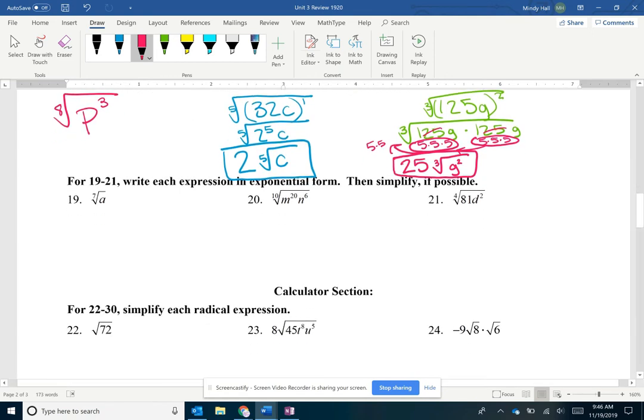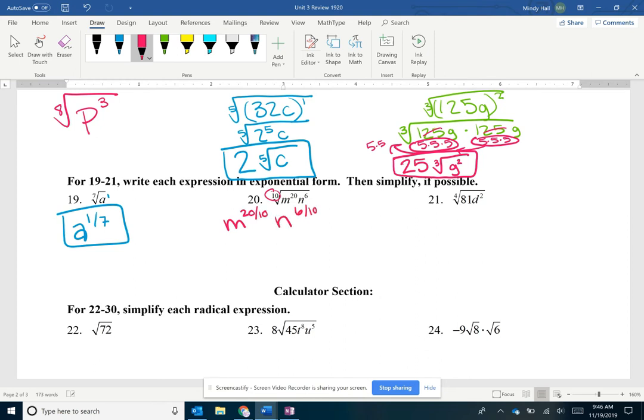So for number 19, we want to write this in exponential form and simplify if possible. In 19, a is to the first power, so this would be a to the 1/7, nothing fancy. Then for 20, we are going to remember that this is the denominator all the time. So I'm just going to write it with a denominator, 20 over 10 and n to the 6 over 10. And then we can simplify. 20 over 10 is just going to be m squared, and 6 over 10 would simplify to 3/5 because you can divide both the top and the bottom by 2.